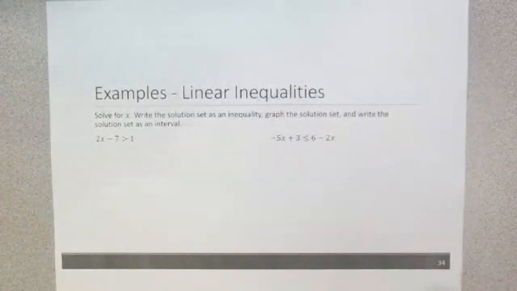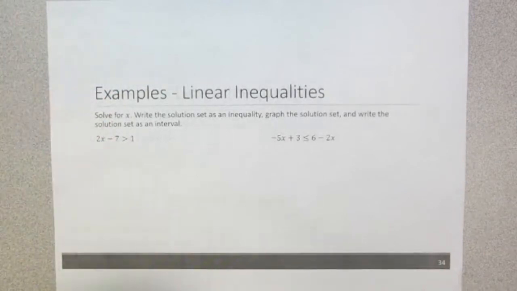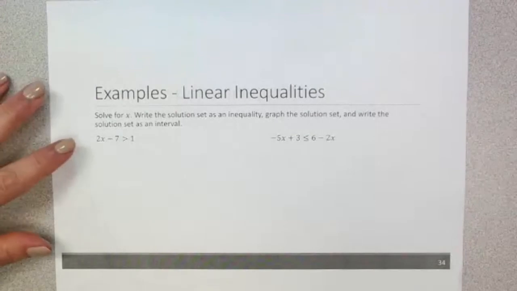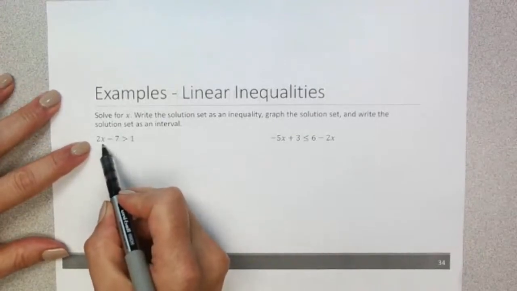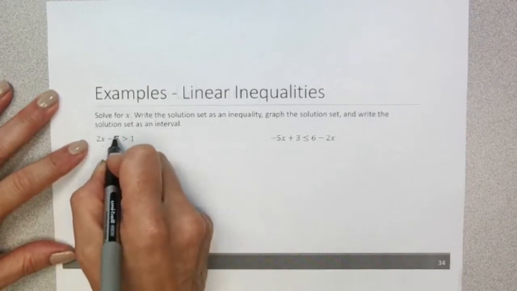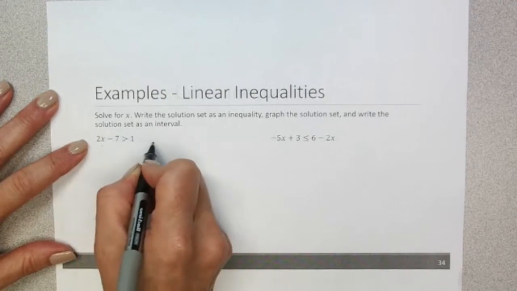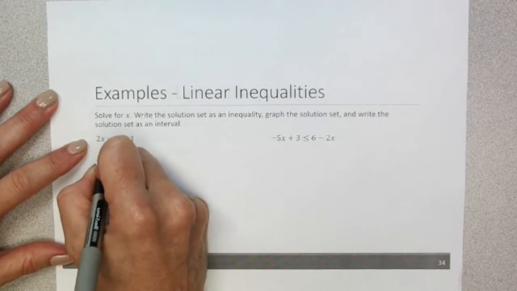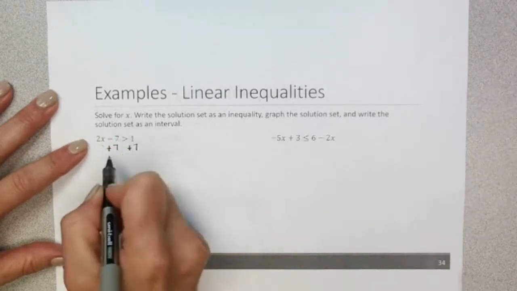Let's look at some examples. In this first example, 2x minus 7 is greater than 1. To solve this inequality, we want to isolate x by itself on one side of the inequality. We've got a negative 7 there with the term with the x in it. We want that to go over to the other side. So we'll start by adding 7 to both sides of the inequality.